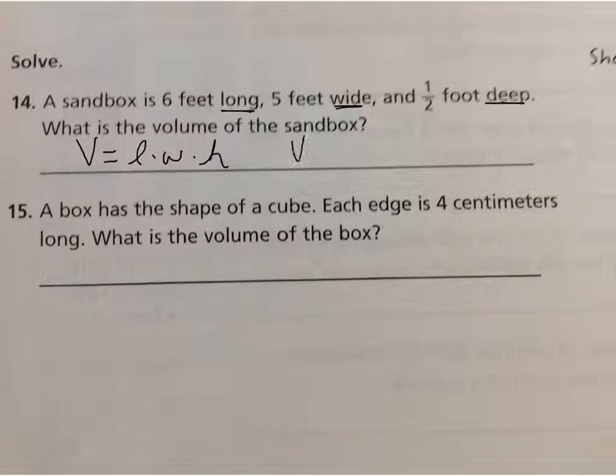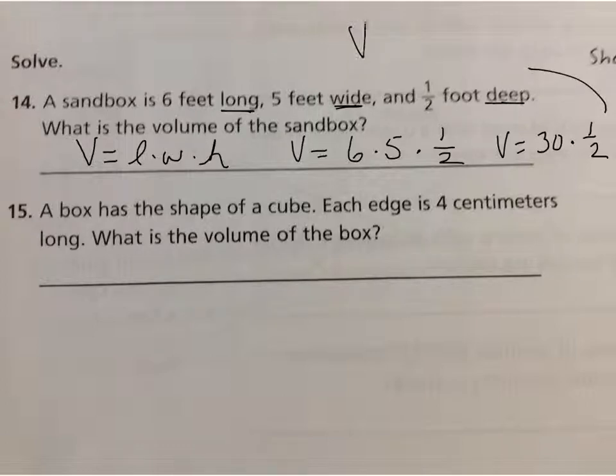So I am taking 6 times 5 times 1/2. Well, that gives me 30 times 1/2. When I multiply by a half, it's the same thing as dividing by 2. So I'm taking that 30 and I'm dividing by 2, and I'm going to move up here. And my volume is 15 feet cubed.